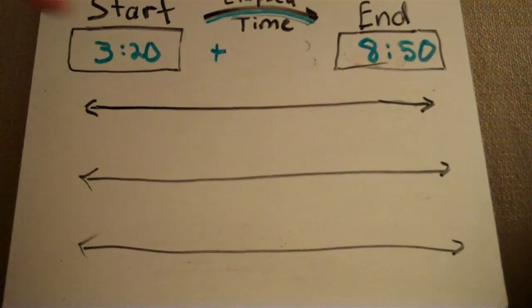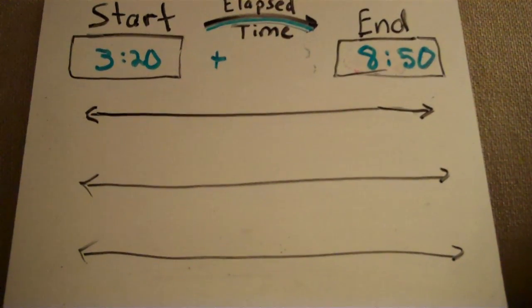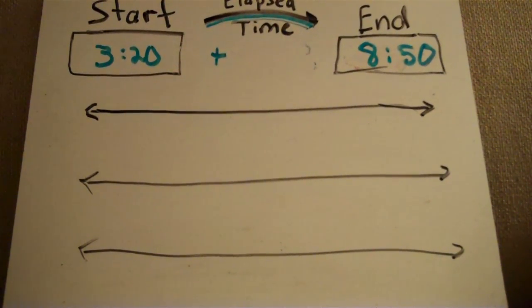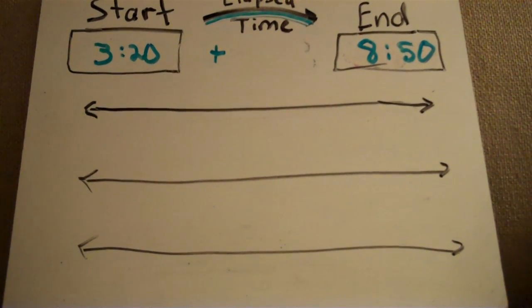Why do we use a number line to solve elapsed time problems? Well, first of all, you can't carry a clock around wherever you go, but you can carry a piece of paper and pencil. Number one, and number two, it's just kind of a nice way to think about it as time progresses, and eventually if you practice enough, you will be able to do it in your head.